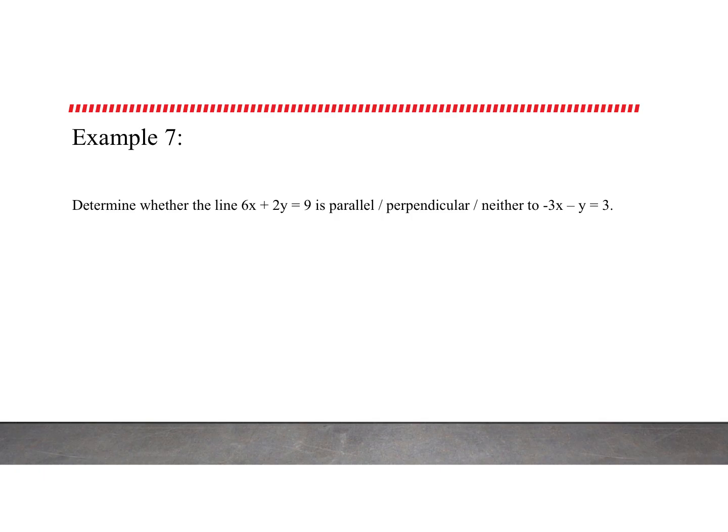So let's try it here with example 7. It says, determine whether the line 6x plus 2y equals 9 is parallel, perpendicular, or neither, to negative 3x minus y equals 3. So we have all three situations here. We have two equations. And the fastest way for us to find those slopes to compare them is let's get them all in that format of y equals mx plus b, because what we're looking for is that slope. Once we see it, we can decide what situation we have.